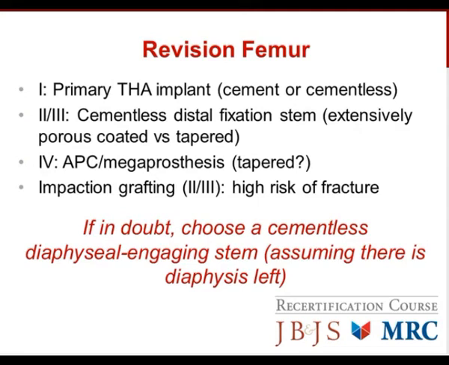My tip for you in terms of the revision femur is that if you're in doubt about what implant to choose, choose a cementless diaphyseal engaging stem, assuming there is diaphysis left, of course. As I mentioned earlier, in the type 1 femur, which is relatively uncommon, a primary total hip arthroplasty implant will work. For 2s and 3s, again, it's a cementless diaphyseal engaging stem. For type 4s, where the diaphysis is non-supportive, then we're getting into the allograft prosthetic composite or a tumor prosthesis implant.